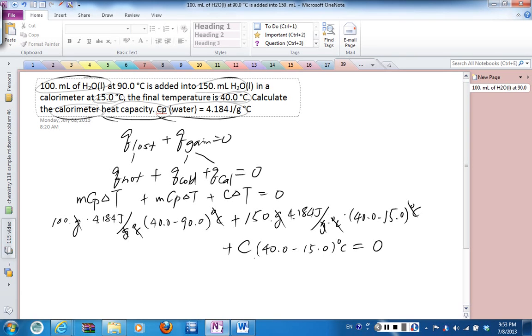Put your numbers together, rearrange the equation. We got 25 degrees Celsius times C equal to, moving the number to the other side, 5230 joules. And of course, calculating C, the calorimeter heat capacity, should equal 5.0, keeping our 3 sig figs, 209 joules per degree.